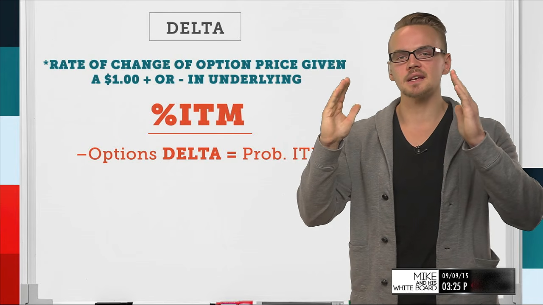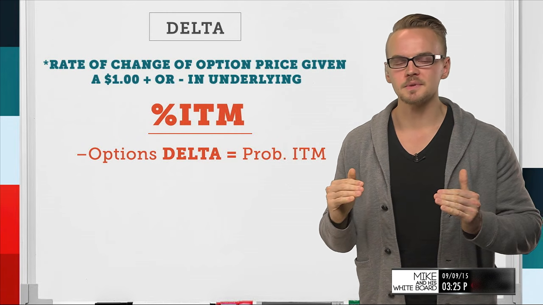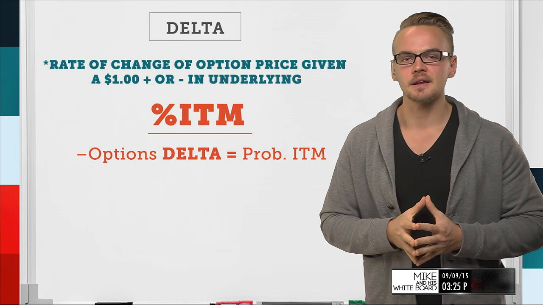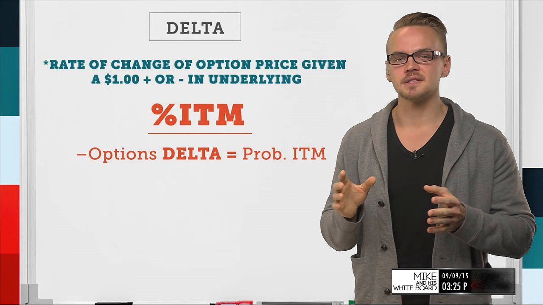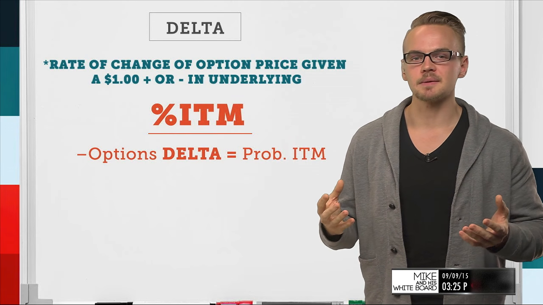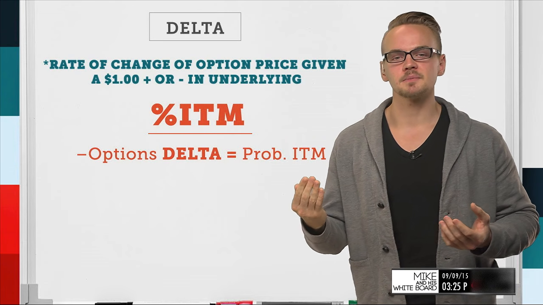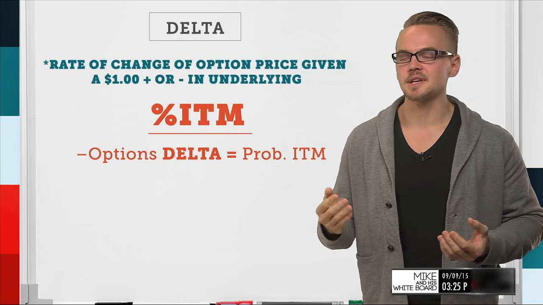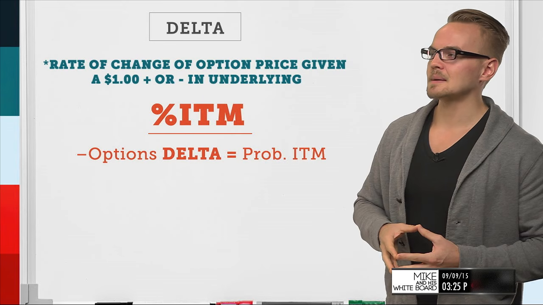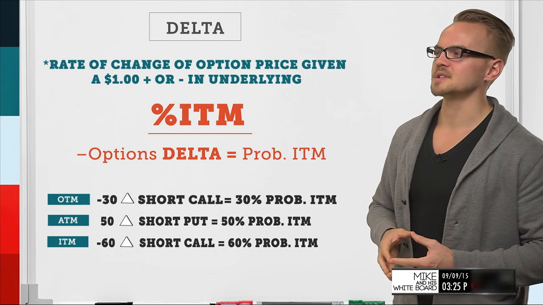So what you'll see is delta basically goes 1 for 1 and looks almost exactly like probability of in the money. There's going to be a few percentage points difference, but when you're looking at options, they're basically going to have the same thing. So if I'm looking at a 25 delta, it's probably going to show me a percentage of being in the money of close to 25%. So again, options delta is roughly equivalent to probability in the money. So let's look at a few examples.